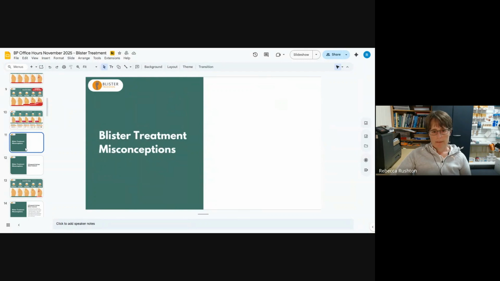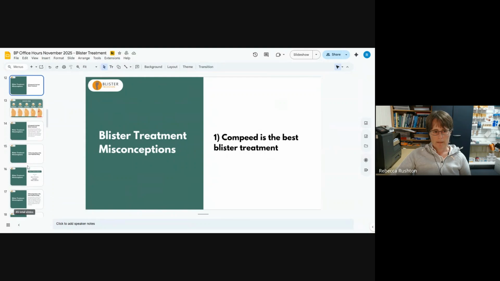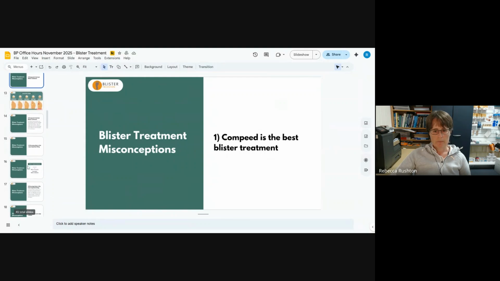Let's have a quick look at some blister treatment misconceptions. I've just pulled out the biggest 3. The most common one that exists among our patients is that Compeed or any hydrocolloid. I say Compeed, I don't mean to pick on Compeed, because it is the same for any hydrocolloid brand, including my own. Hydrocolloids are not the best blister treatment, okay, for all blisters.